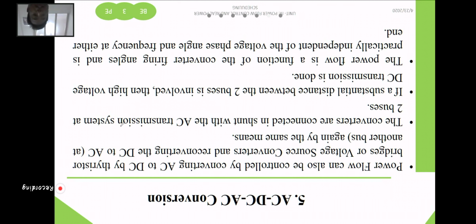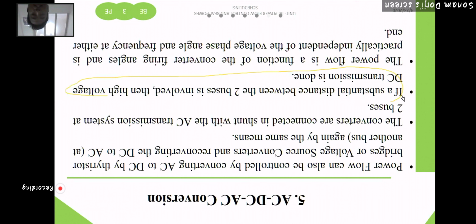Okay, so DC to AC conversion back. Actually, this type of converter is connected in shunt with the AC transmission system at the buses. Which means you will connect this type of converter in shunt with the AC transmission system, and normally this type of conversion is used for a longer distance only. Longer distance means a substantial distance between the two buses is involved.